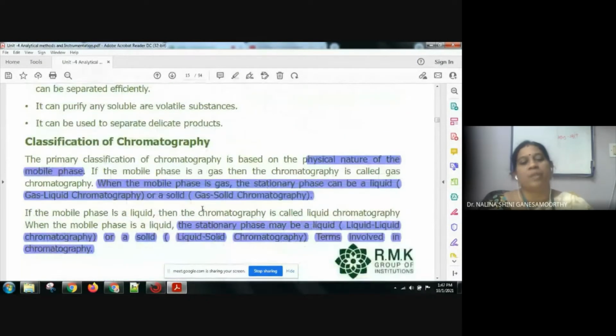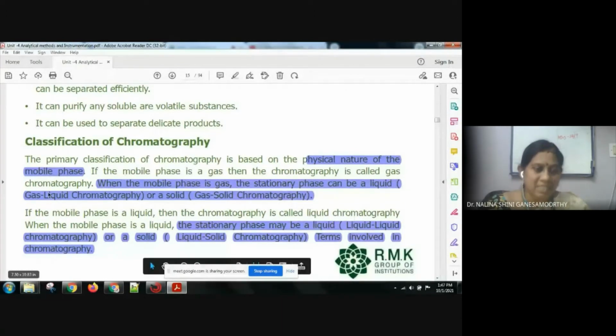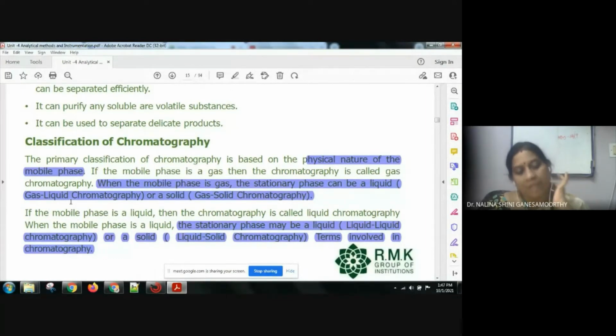The classification of chromatography is based on the physical nature of the mobile phase. If the mobile phase is a gas, then it is called gas chromatography. Mobile phase gas, or mobile phase liquid. Okay? Only the stationary phase will change. When the mobile phase is gas and the stationary phase is liquid, it is called gas liquid chromatography. The first one is the mobile phase, the second one is the stationary phase. So gas liquid chromatography, or if it is a solid, it is gas solid chromatography.